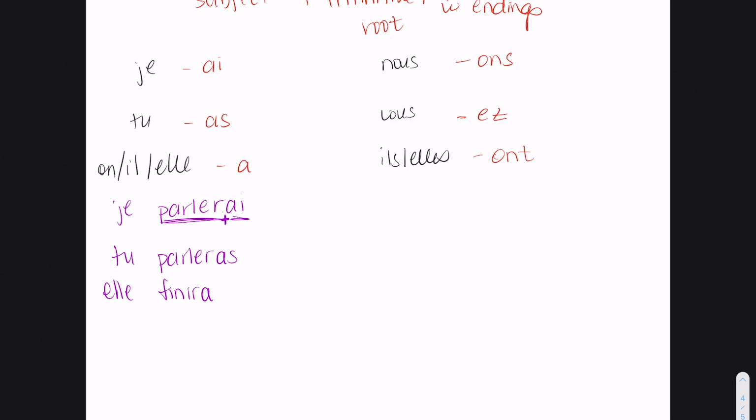All right. Then we move on to the next one here. Let's use the example of the verb choisir. So we will choose to do something.